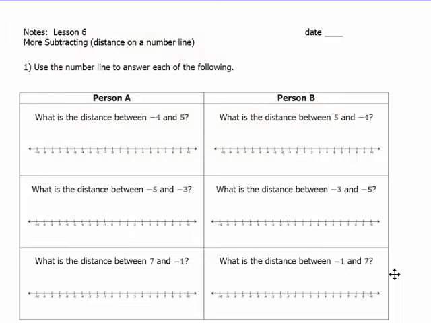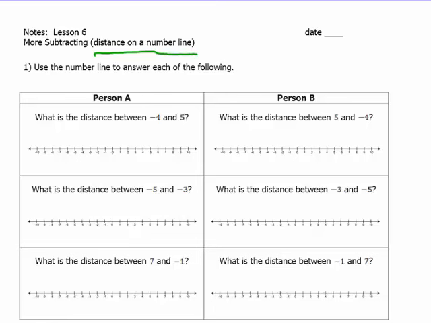Okay, ladies and gentlemen, so today we're going to be moving on, talking about a little bit more with subtracting integers, and we're going to be talking about distance on a number line, okay? So we're going to compare, we have two different people here who've done a bunch of problems, and we're going to use our counting up and counting down and all that kind of good stuff that we've been working on. So what is the distance between -4 and 5?